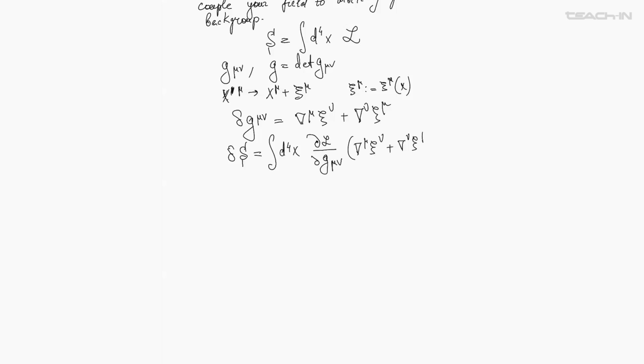And then one introduces a quantity, which is a stress energy tensor in the presence of the gravitational field. By definition, this is twice divided by square root of minus g, where g is the metric, times the derivative of the Lagrangian with respect to the metric. Yeah, probably I have to write here variation, not derivative, but variation. Variation of the Lagrangian with respect to the metric.